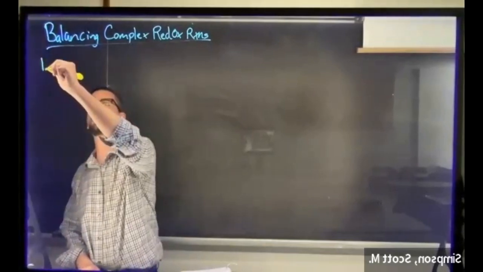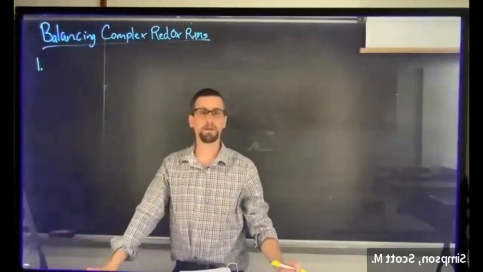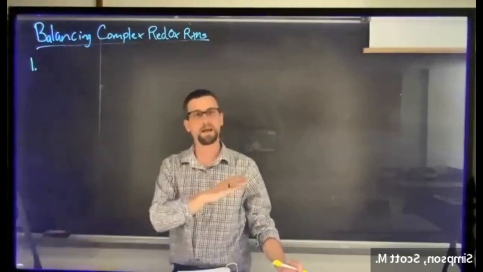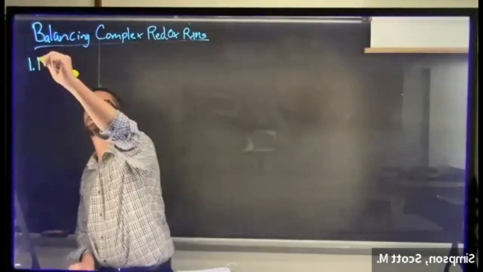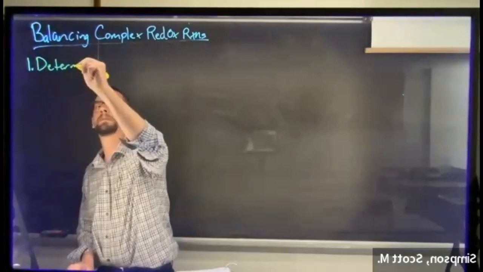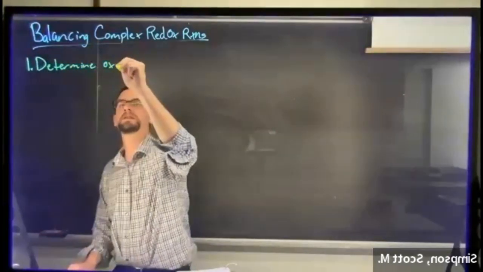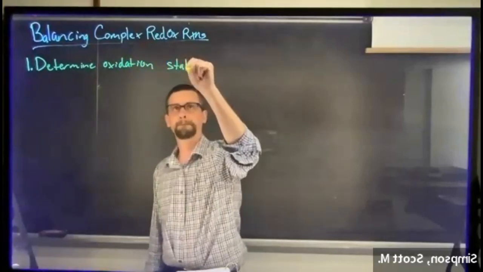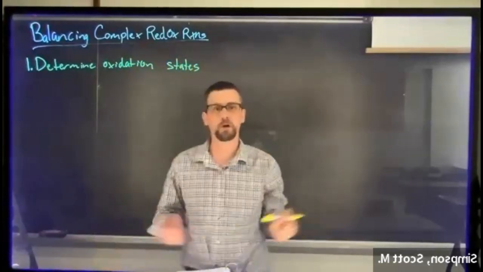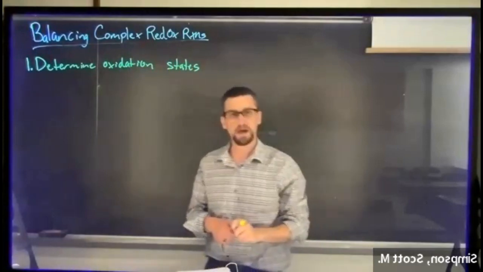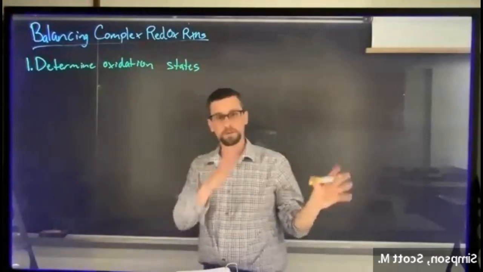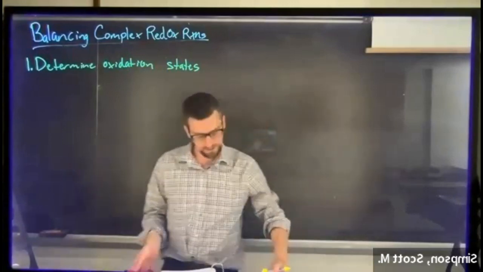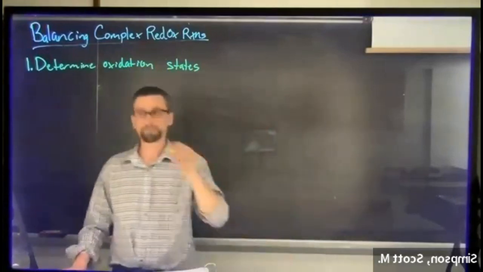So the first thing that you'll want to do is be sure to determine the oxidation states of every atom in the system. So determine oxidation states. As you're determining these oxidation states, this will help you figure out what's being oxidized, what's being reduced, and then you can break it down into half reactions. So let's look at an example.